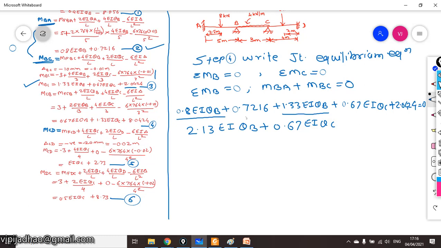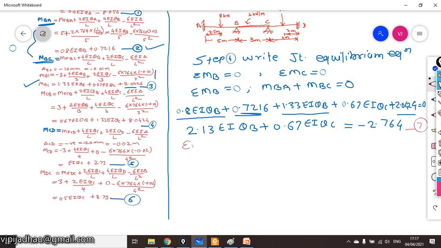Okay, just add these two terms, 0.7216 and 2.0424, and take it on the right hand side, so we'll get it as a negative, minus 2.764. Consider this as equation number 7.